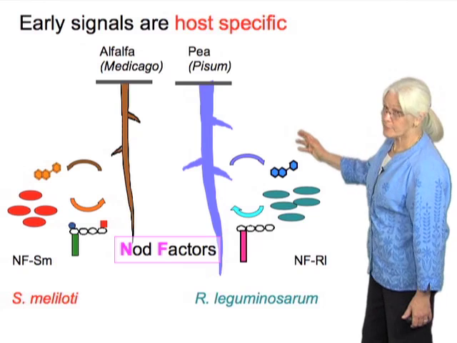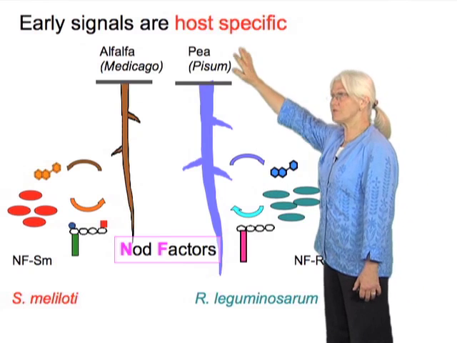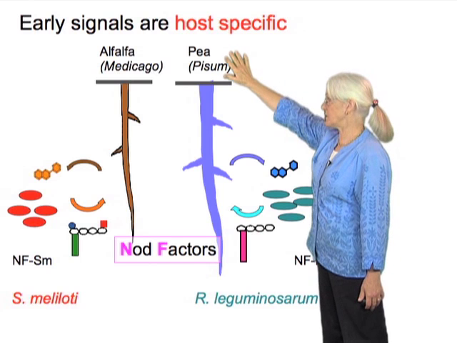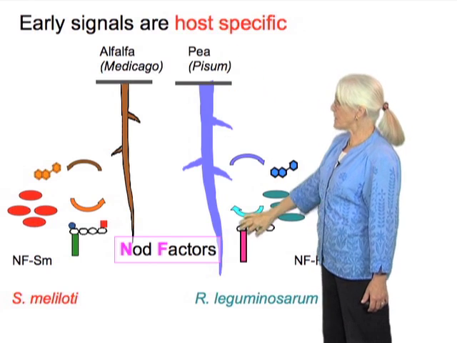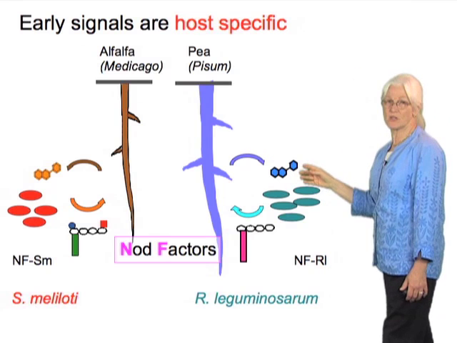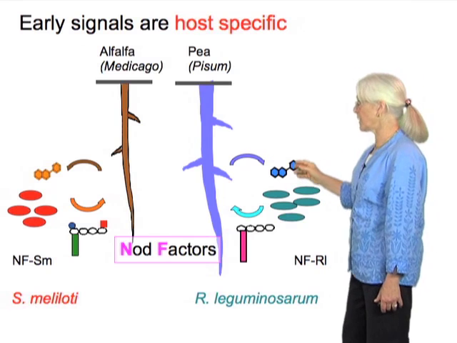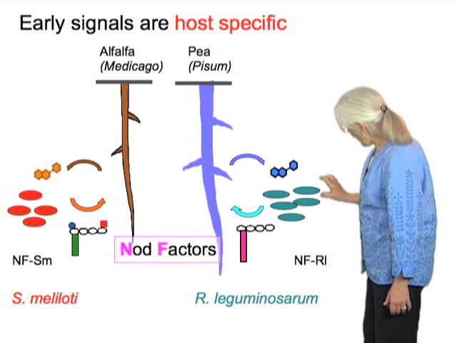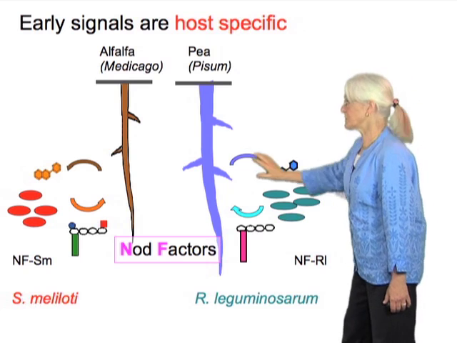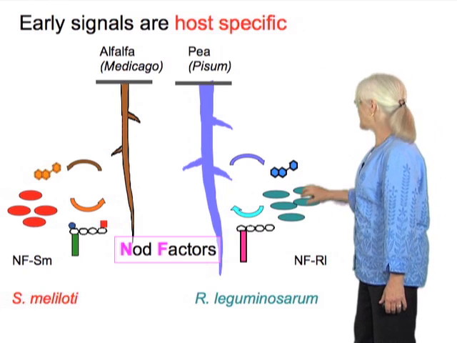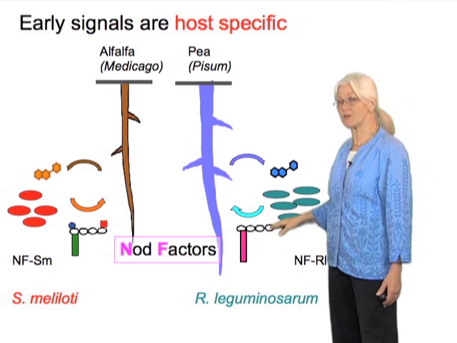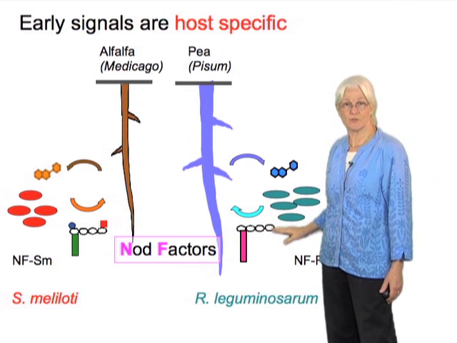Now, on the right, we have the contrasting example of a cousin, a related legume, pea, or Pisum sativum. Here we've got the root of the pea plant. It's creating a flavonoid signal whose structure is slightly different, and I've shown that just by the color coding. That signal triggers Rhizobium leguminosarum, which is the symbiont for pea, to transcribe its nodulation genes.